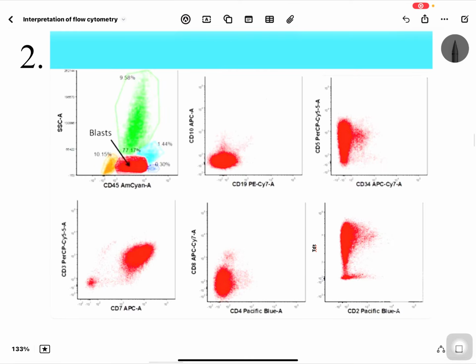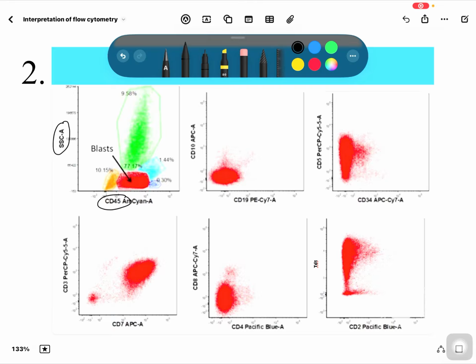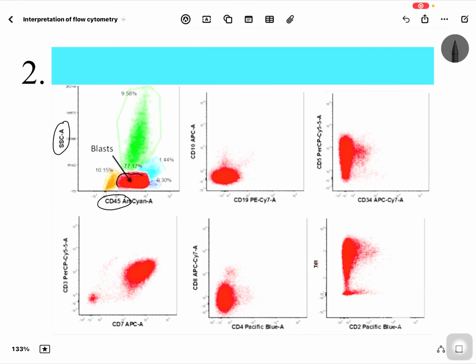Okay, so moving on with side scatter and CD45. So what do you see in this? They have already given you the population of blasts. Here the quadrants are not given, so draw an imaginary line. This is telling CD19 and CD10 are negative. CD19 is a marker of B cell, and CD10 is a marker of precursor B cell.